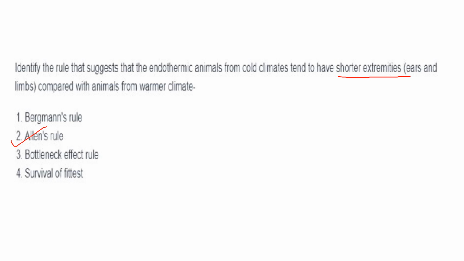Then bottleneck phenomenon is the reduction in population size due to environmental or genetic factors. And survival of the fittest is that those individuals with favorable characteristics are more likely to survive and reproduce. That is in case of your natural selection. So that's it.